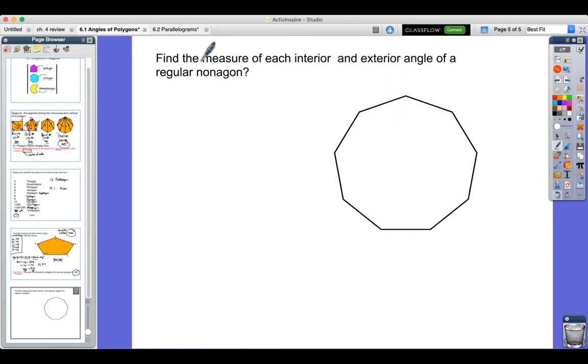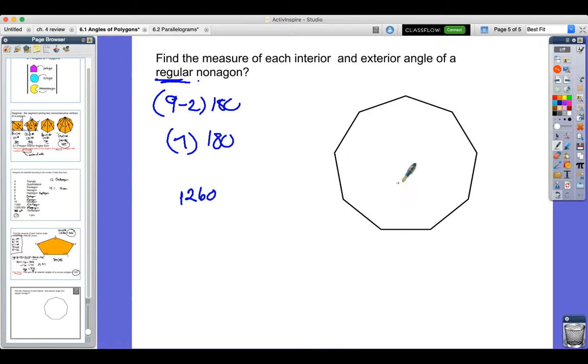But let's go ahead and do this. It says, hey, find the measure of each interior angle and exterior angle of a regular nonagon. It's a regular nonagon, okay? So that means all angles are the same. So let's do the sum first. So the sum would be 9 minus 2, because it's a nonagon, times 180. So 9 minus 2, we get 7 times 180 right here. So we do 7 times 180, you get 1260.